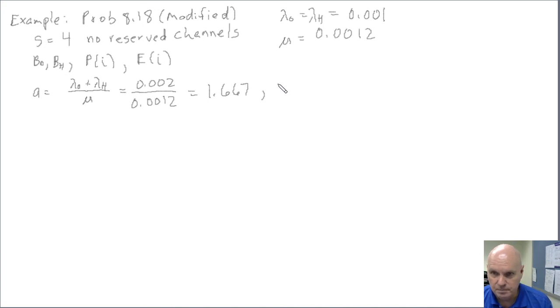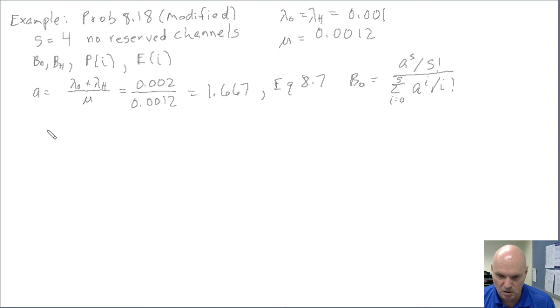Okay, from equation 8.7, we have that the blocking probability of originating calls is A to the S over S factorial, over the sum from I equals 0 to S of A to the I over I factorial. So I need to compute this thing. It's actually not too hard, again, when the number of channels is small. So let me actually just make a little table of I, A to the I over I factorial.